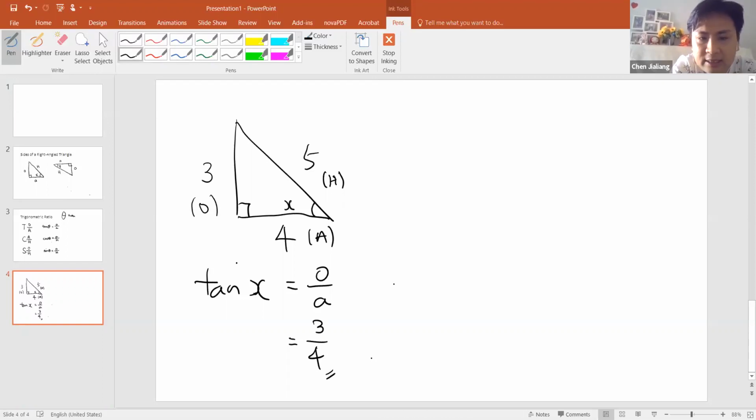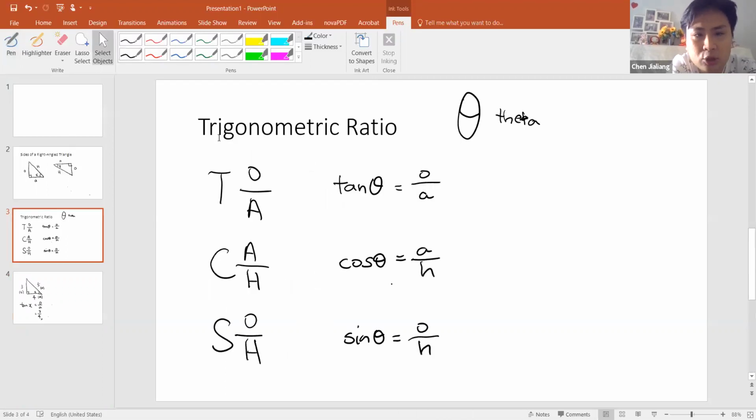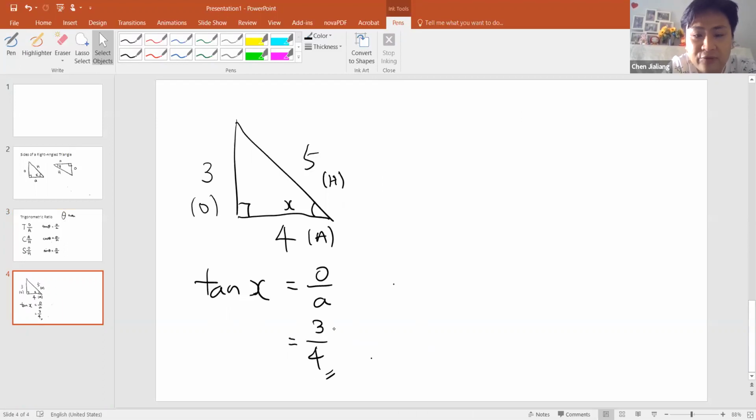Notice tangent x is in the format of a ratio or fraction. That's why the title is also called trigonometric ratio. That means we always expect our answer as a fraction. It cannot be a whole number. It must be a fraction. Can we understand that? Trigonometric ratio is always in the form of a ratio. So this is an example for tangent x.